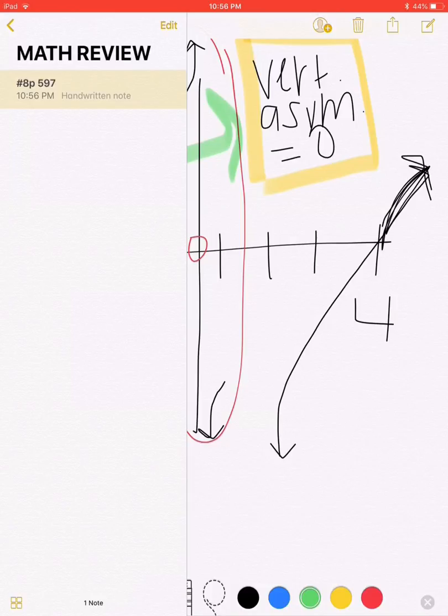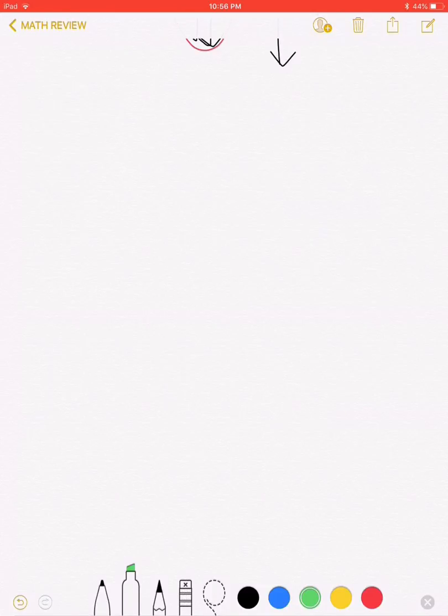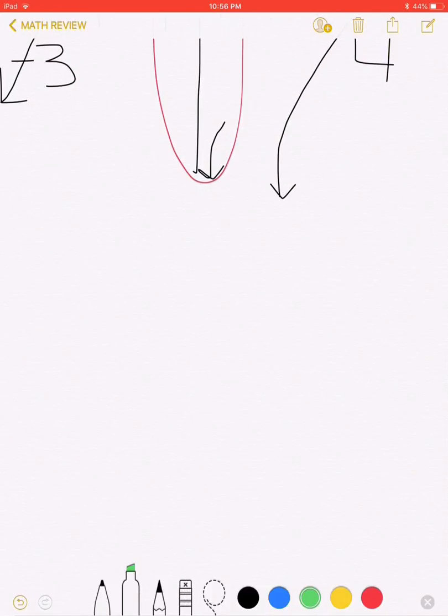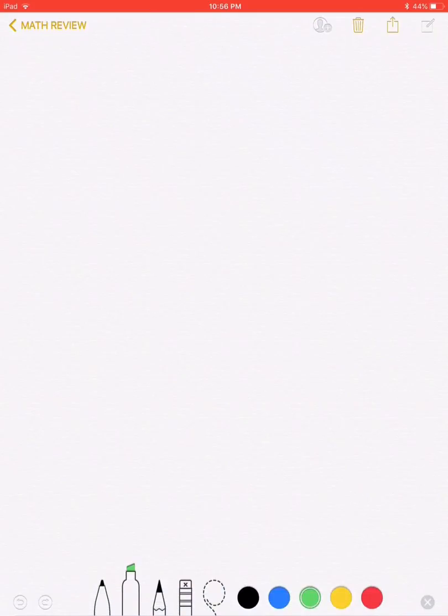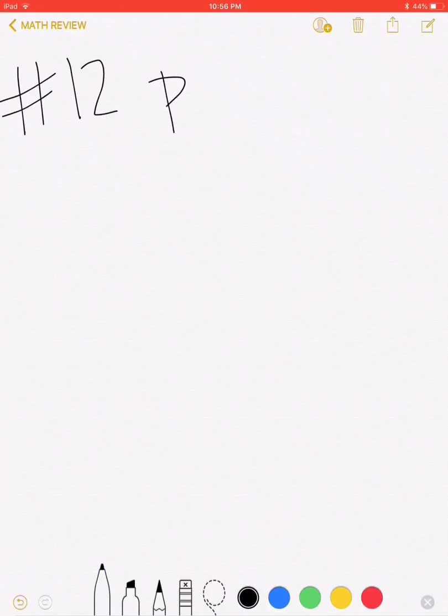Alright, now moving on to question 12 of page 597. And it asks you to identify the zeros and asymptotes of each function and then graph.